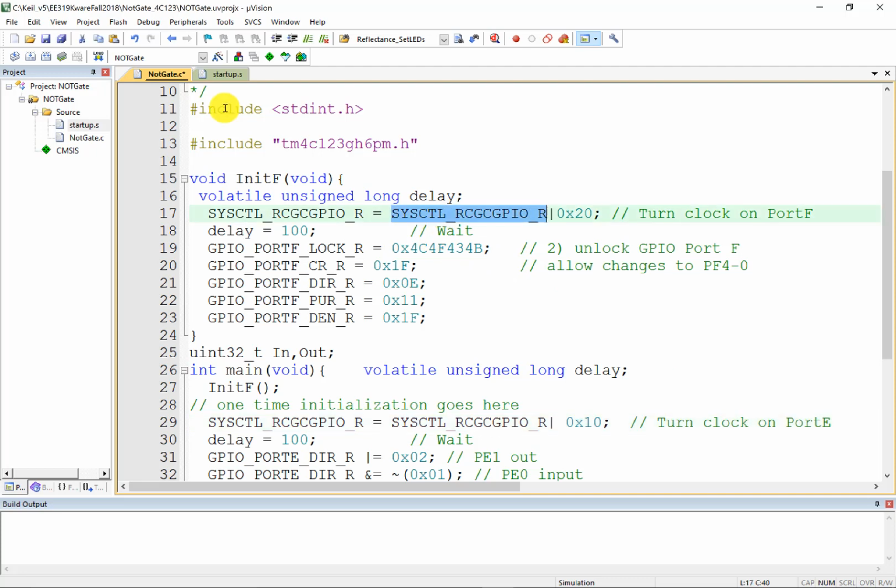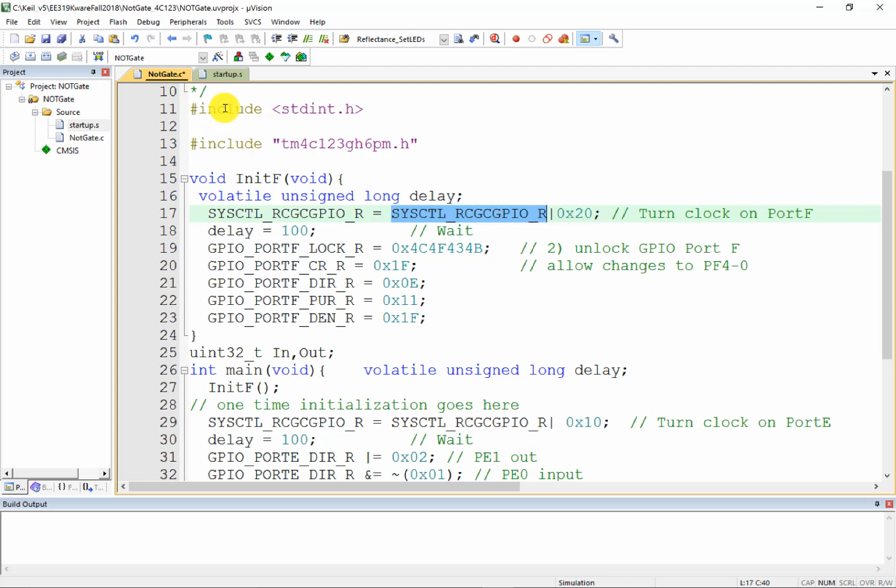In C, if you put a variable on the other side of the equal sign, what do you get? When it evaluates the right-hand side, when I put a variable in there, what do I get? The value of that variable. So I'm going to take the existing value of the clock register, OR it with 0x20, and store it back in the clock register. Which, as you know, did what?